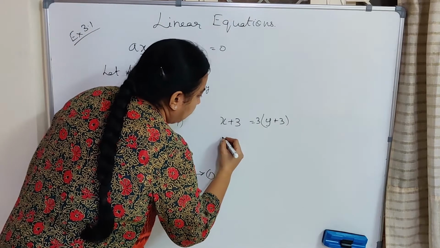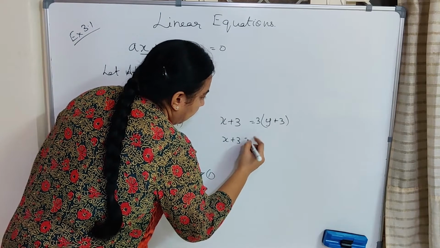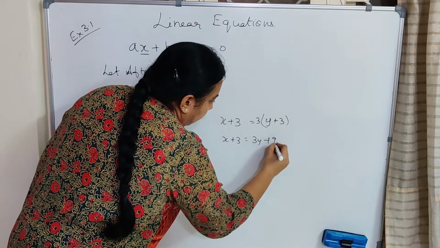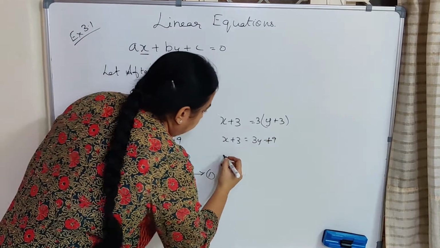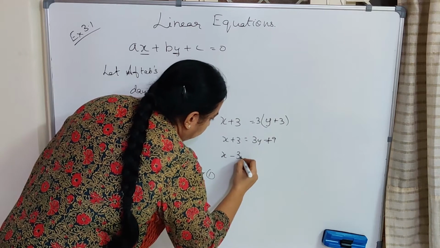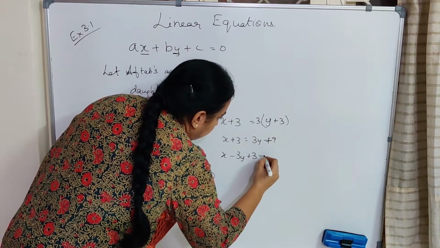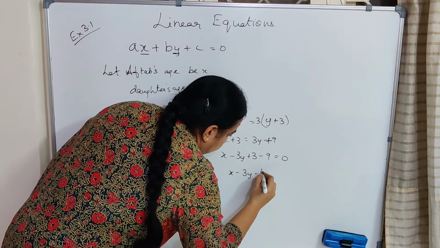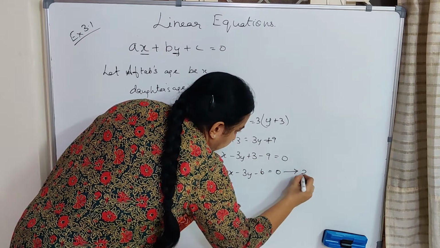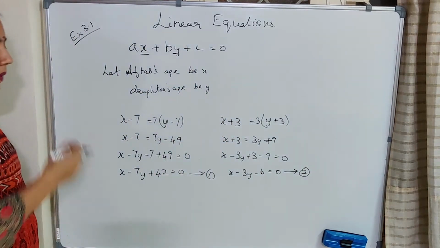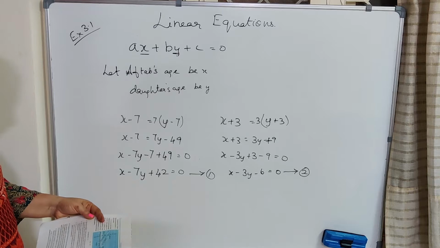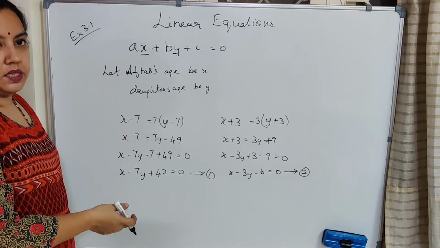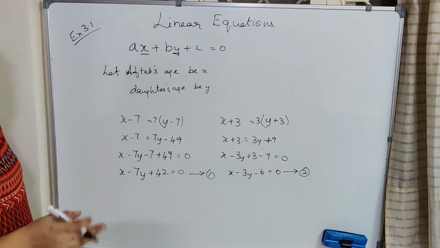Then the second equation: x plus 3, and this becomes 3y plus 9, since 3 times 3 is 9. I bring everything to the left hand side: x minus 3y plus 3 minus 9 is equal to 0. So x minus 3y minus 6 is equal to 0. This becomes the second equation. Okay, they have asked you to represent it graphically. We need not solve these equations, they have just asked you to represent them graphically.